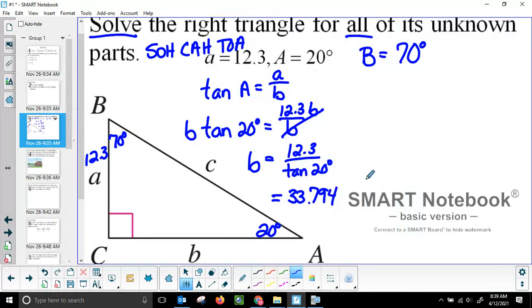Now, as a rule of thumb in my class, whenever you are finding sides, round to 3 decimal places. Whenever you're finding angles, we will round to 1 decimal place.